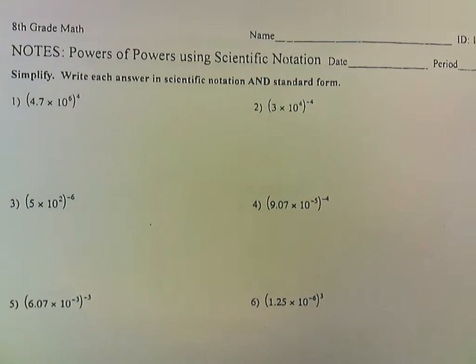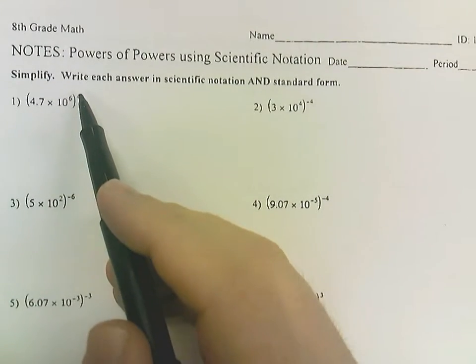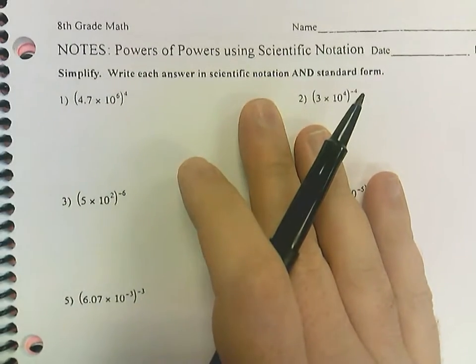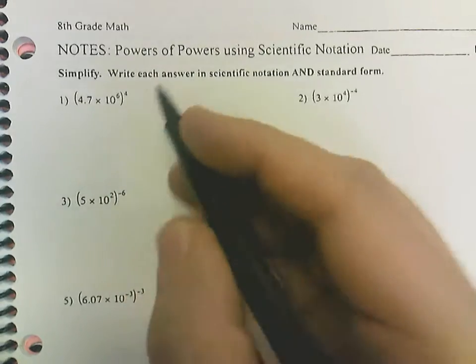Okay, now we're going to be doing power of powers. So again, if you think back to the exponent rules of the previous unit, we've already done stuff like this. And when we did power of powers, we had to distribute that power on the outside to all the powers inside. It's going to be the same idea here. So right now we have 4.7 times 10 to the 6.